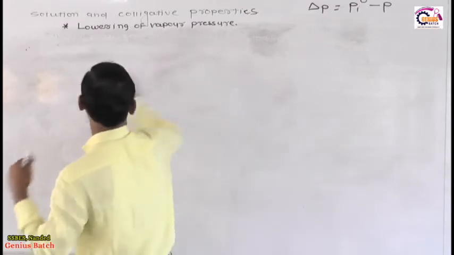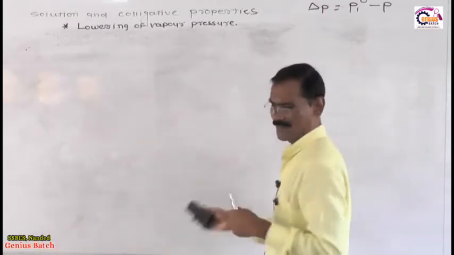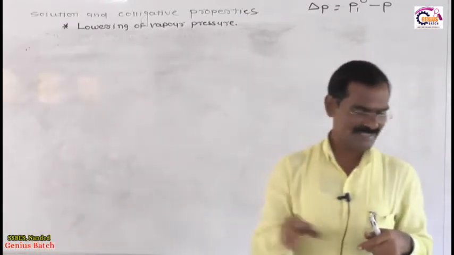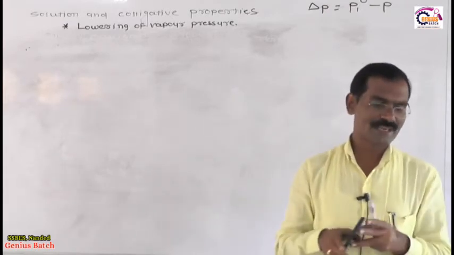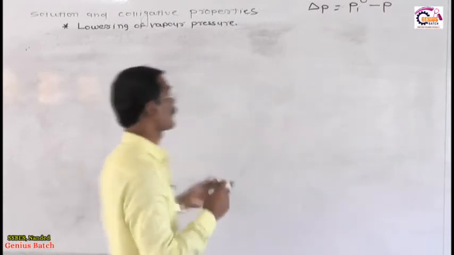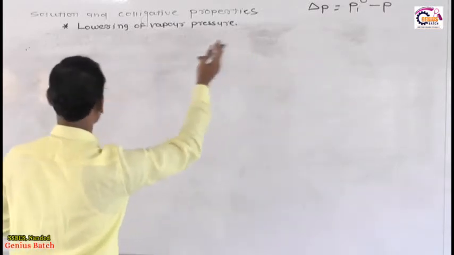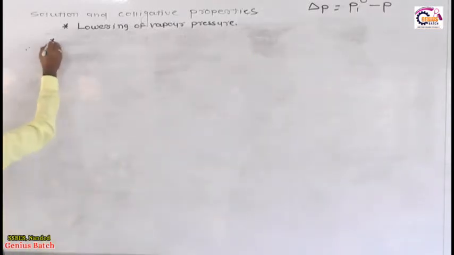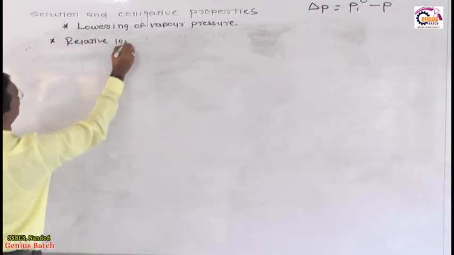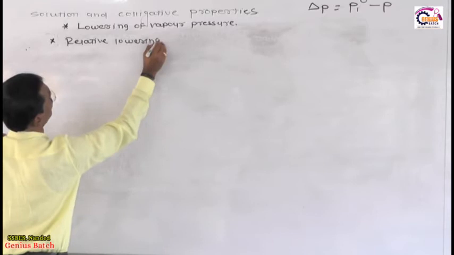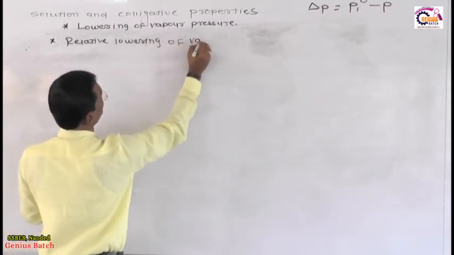Now friends, we are going toward the next point of this topic, a very interesting phenomenon. Which is the interesting phenomenon? That is called the relative lowering of vapor pressure. Now this is called lowering of vapor pressure, delta P. Now what is the meaning of relative lowering of vapor pressure?